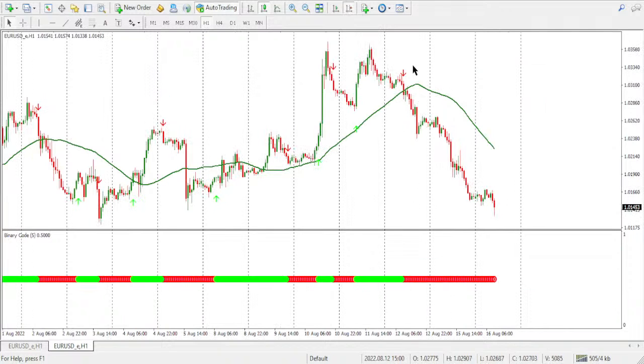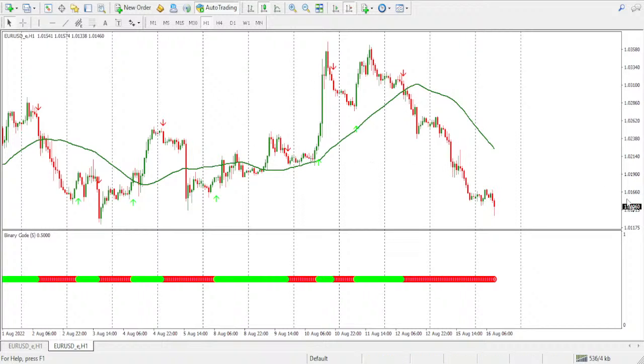So if you can check here, we have a downtrend on the 52 period moving average. Also the other indicator, we have red, which indicates a sell. So generally this is a very good downtrend. We are supposed to be looking for sell positions.